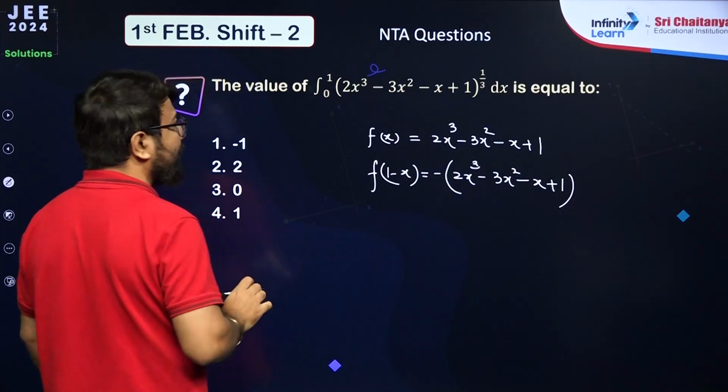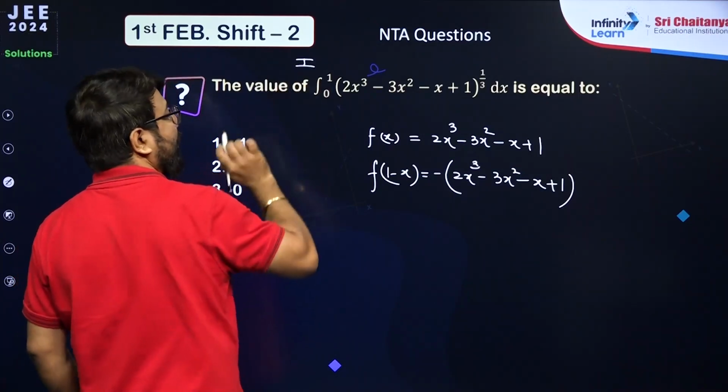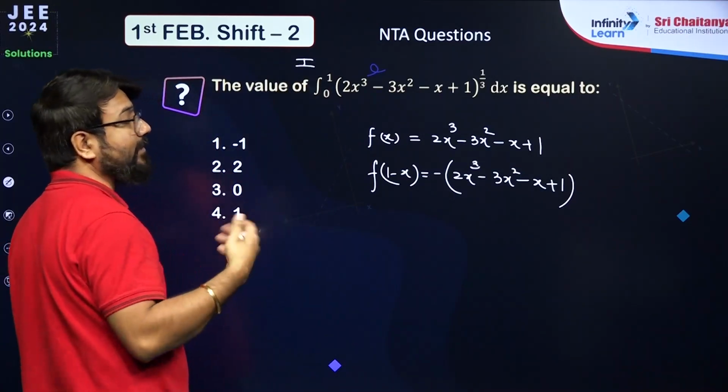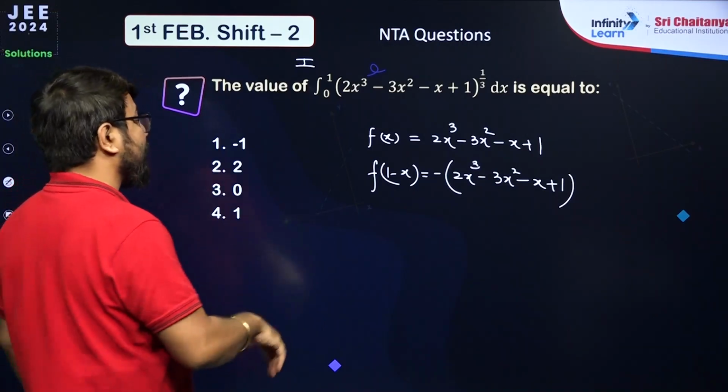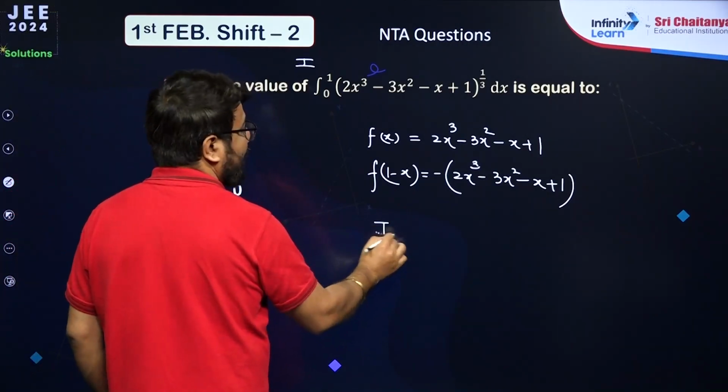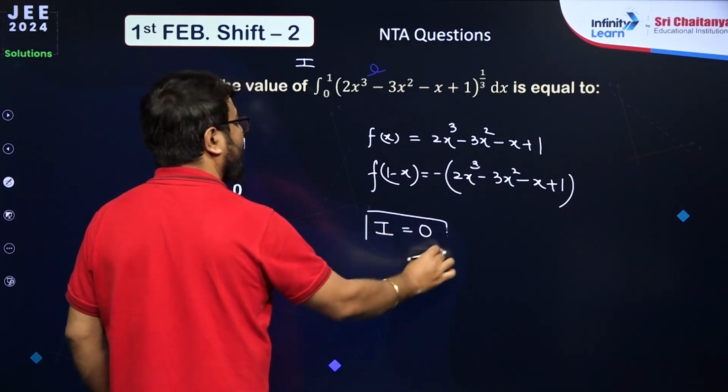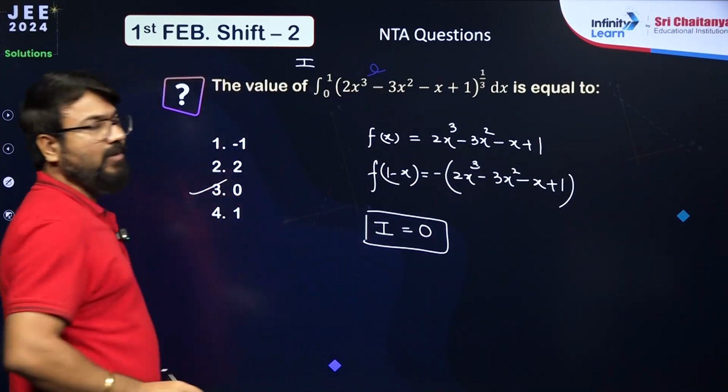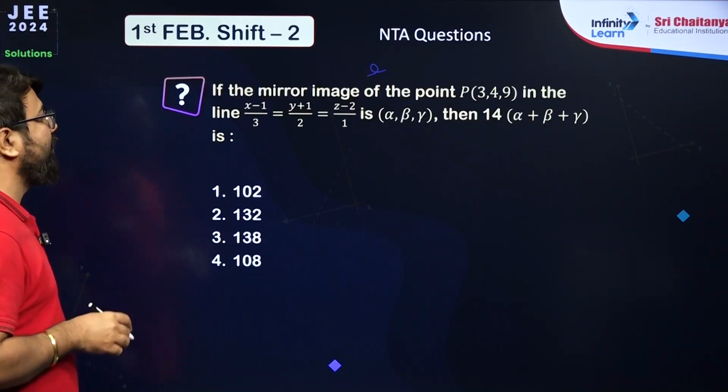Alright. So what does it make sense? So if I assume this to be I, and on applying the king property, I will be able to get minus of f(x). So after adding these 2, I will be able to get the value of 2I as 0. So the value of I will become 0. 0 is given as the third option. That is why third option will be the final answer.